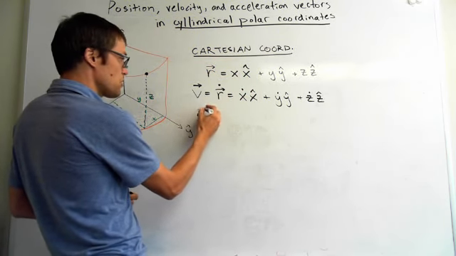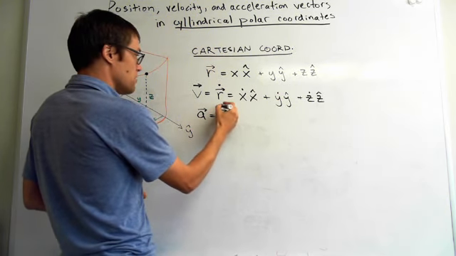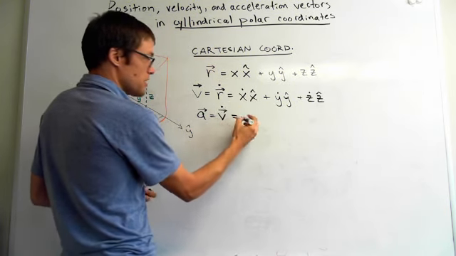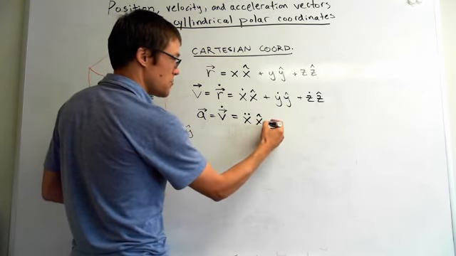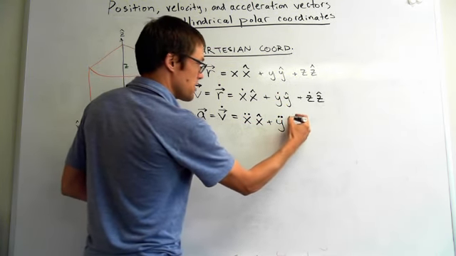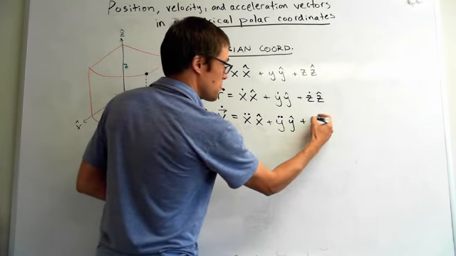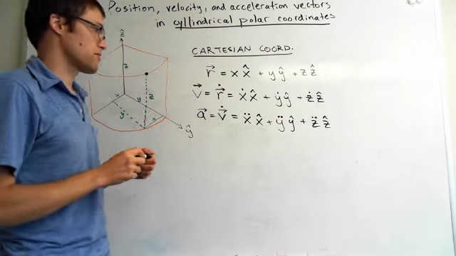Similarly, if we want to write down acceleration, it's just one time derivative of the velocity. Again, since the unit vectors don't have any time dependence, it's easy to write this down. Two dots indicate two time derivatives, the second time derivative.